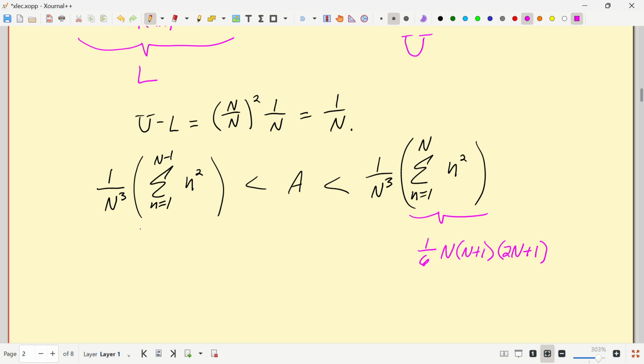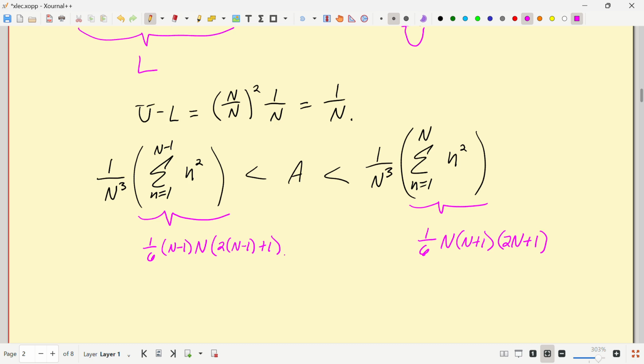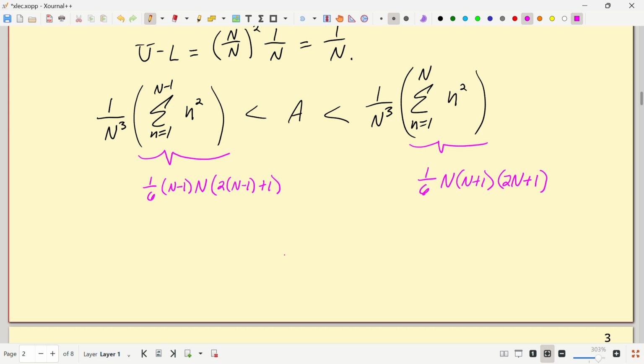And once we know that, then on this side, we get the same thing, except we're adding it up to n minus 1. So this would be 1/6. And in place of n, I'd have n minus 1. n minus 1 plus 1 would be n. And then I'd have 2 times n minus 1 plus 1. And I'm dividing those two things by n cubed. So if I distribute the n cubed through both sides there, I would get 1/6.